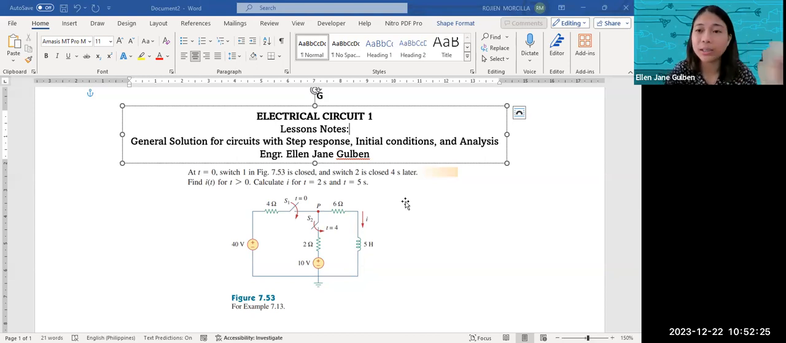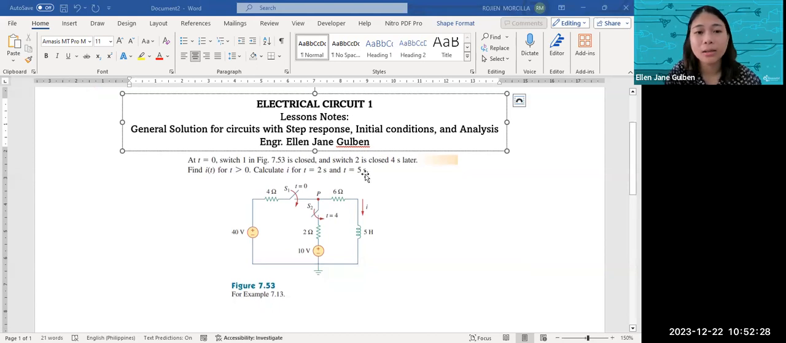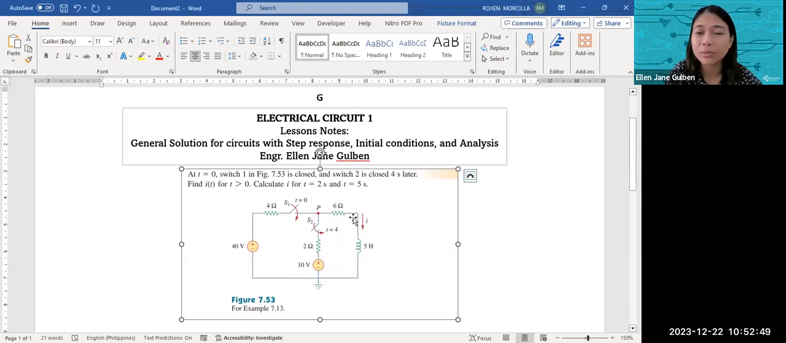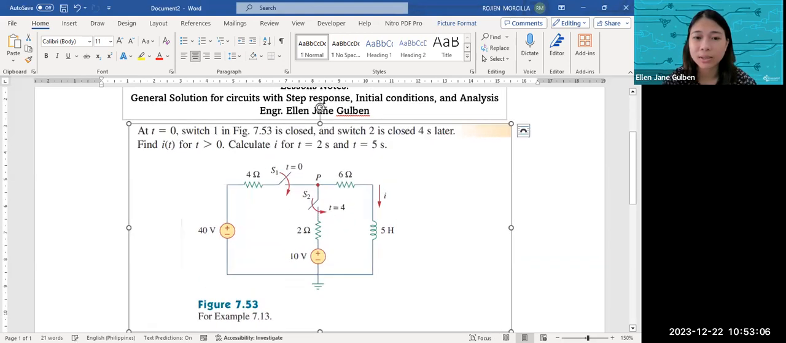So this part here is a general solution for circuits with step response, but this is also for all kinds, no? Not only for step response. And then we will be doing the initial conditions and then the analysis. Okay, so what we have here is a not so simple example, no? So that we can already incorporate all the analysis and all the discussions that we have made. Okay, so let me make this bigger so that you can see it.